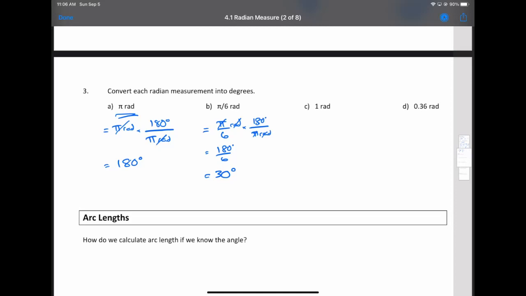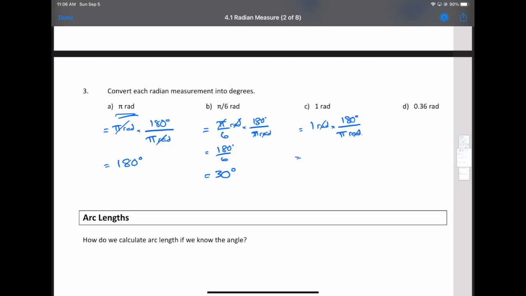Okay, in my experience, these are the ones that always mess people up because they kind of forget how they work, but they do. This is 1 radian. We put pi radians on the bottom because we want it to go away. We put 180 degrees on top because that's equal to pi radians. And the radian unit itself cancels out.